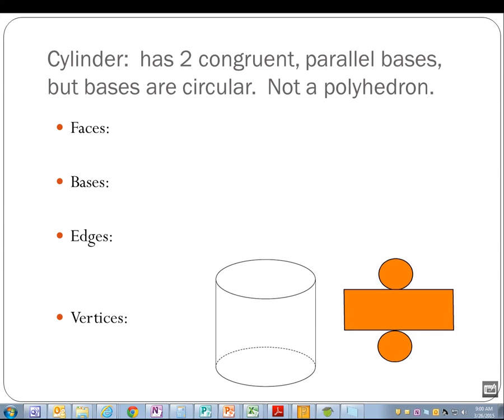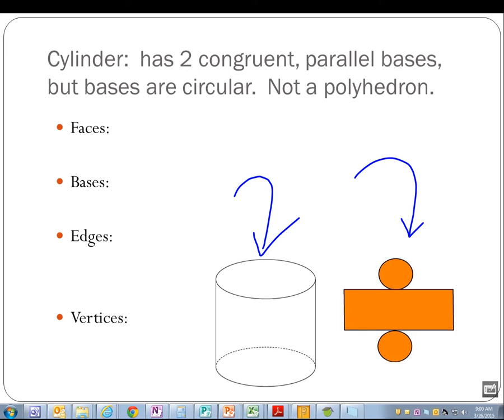Thank you. Okay. So a cylinder has 2 congruent parallel bases, but the bases are circular, not a polyhedron. How many faces do we have? Now, does a face have to be flat? Does it have to be flat? What is the definition that we found for flat surfaces? So as far as a cylinder goes, there's only 2 faces.